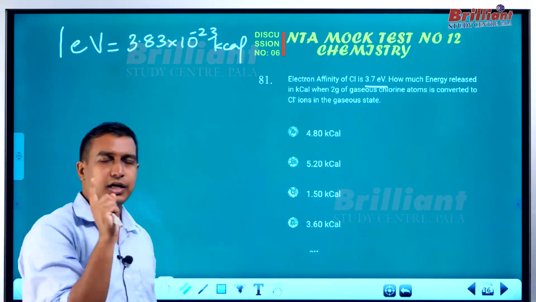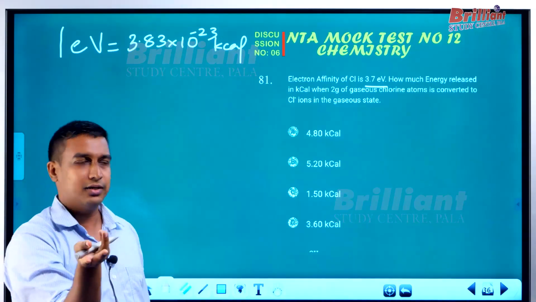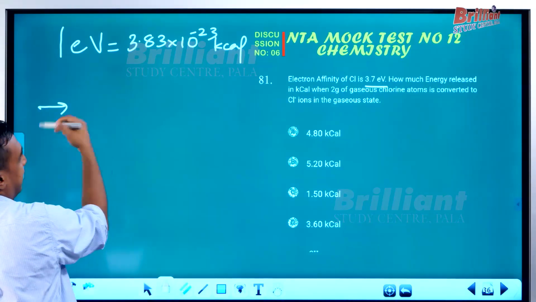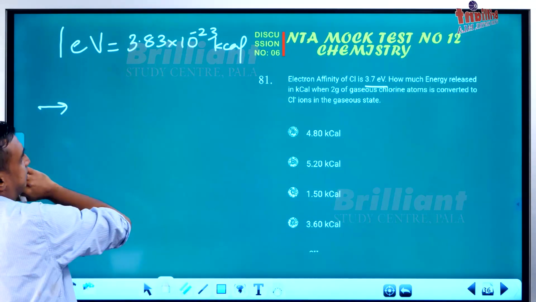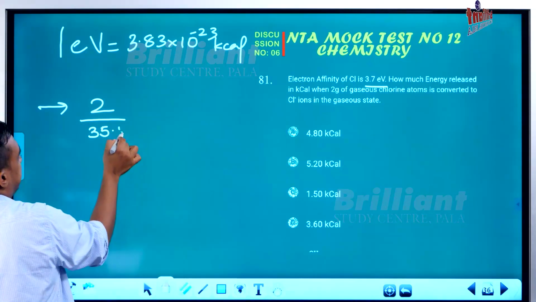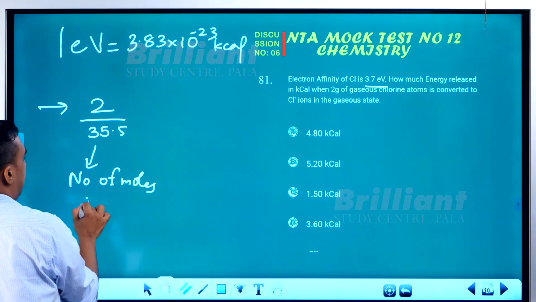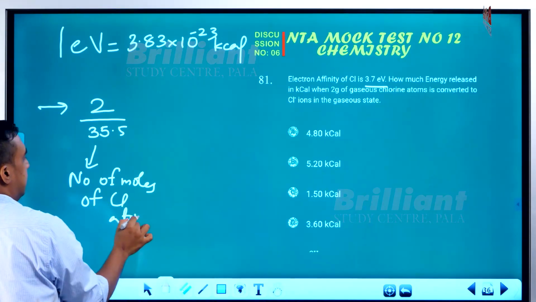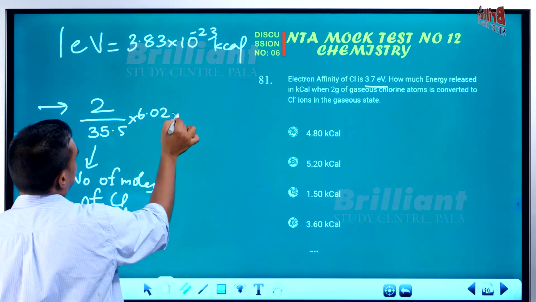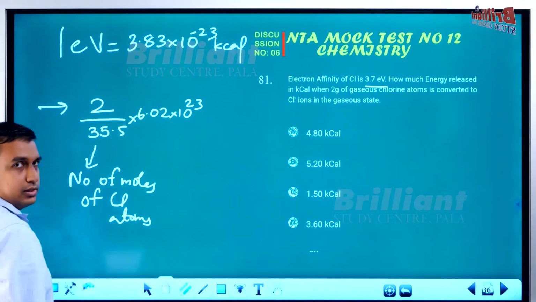They gave the energy of one chlorine atom in electron volts. What will be the energy of 2 gram of chlorine atoms, in kilocalories? We know the energy of one chlorine atom, so we just multiply the total number of chlorine atoms by the energy of one chlorine atom. The number of moles of chlorine atoms is 2/35.5. Now one mole contains the Avogadro number of atoms, so multiply by 6.02 into 10 power 23. This is the total number of atoms.